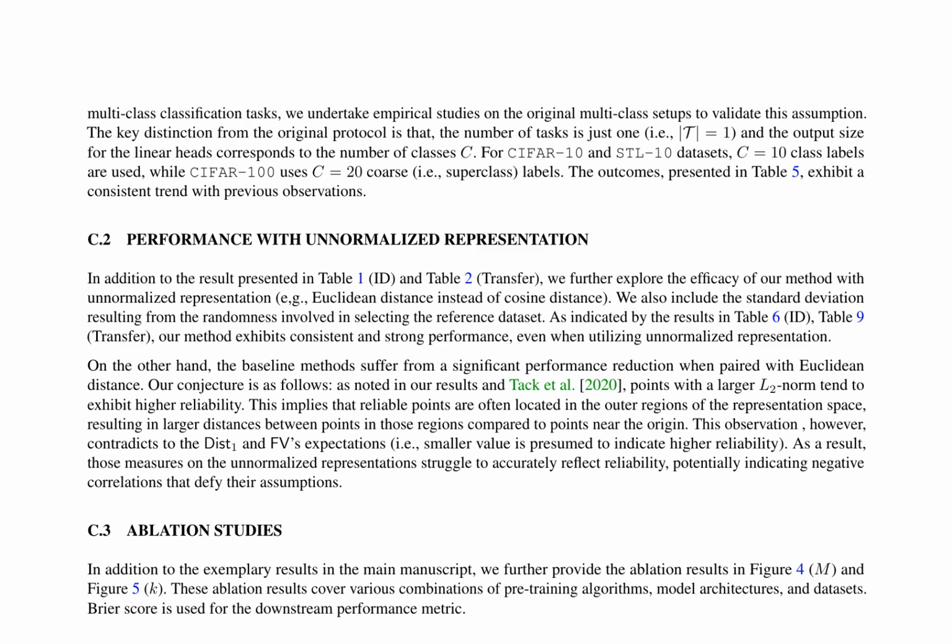Furthermore, the efficacy of the proposed method is explored with unnormalized representation, such as Euclidean distance instead of cosine distance. The results, presented in Tables 6 and 9, demonstrate consistent and strong performance even when utilizing unnormalized representation, whereas baseline methods suffer from a significant performance reduction. This is attributed to the fact that points with a larger L2 norm tend to exhibit higher reliability, and reliable points are often located in the outer regions of the representation space, resulting in larger distances between points in those regions compared to points near the origin.